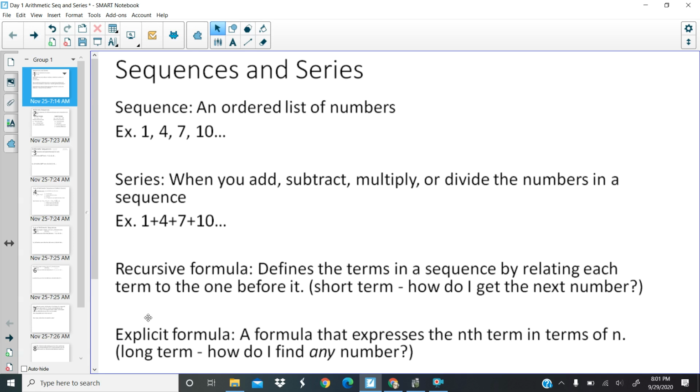The recursive formula just tells you the next term that you're going to find. So like in the first example, you have 4 terms, 1, 4, 7, 10, and the recursive formula would help you find that fifth term. The explicit formula is how you find any term. So if you had 1, 4, 7, 10, you could use the explicit formula to find, for example, the 27th term or the 103rd term, and so on.